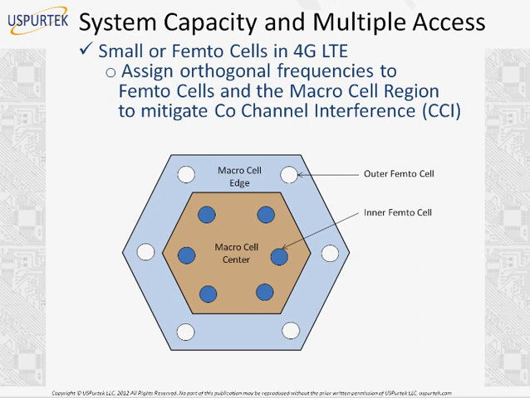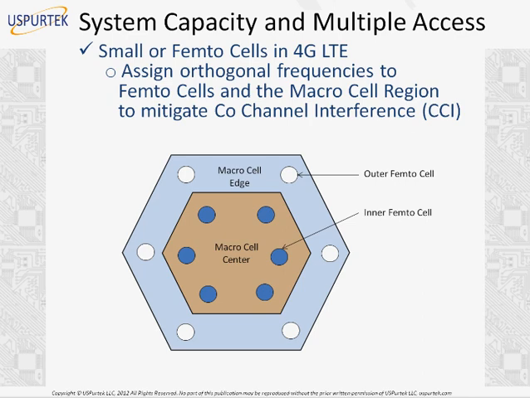So how do we alleviate the situation? We use orthogonal frequencies. With OFDM frequency schemes, we can do that. We assign orthogonal frequencies or non-overlapping frequencies to femto cells and the macro cell region to mitigate co-channel interference. Now, this is one reason why the mobile operator has to control the frequency allocation to the base stations in the macro cell as well as in the femto cell. So it has to coordinate all that allocation of frequencies so that there is no co-channel interference.